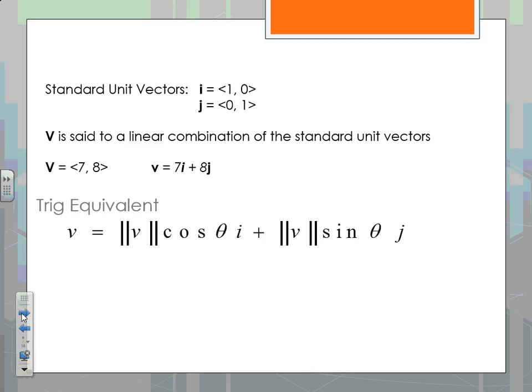Okay, so this is the trig equivalent form of, let's say, ai or xi plus yj, or whatever you want to say. What are you trying to do here? This is a trig equivalent form of a vector. Okay, we're going to draw a picture and we're going to talk about why it is.